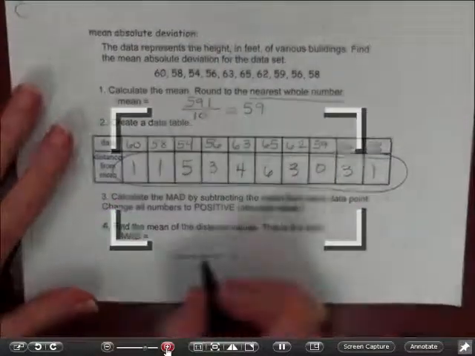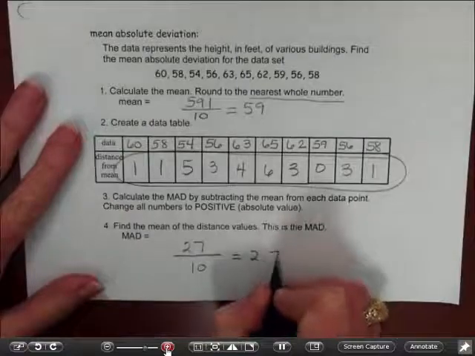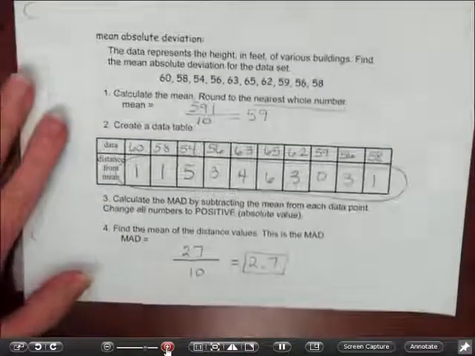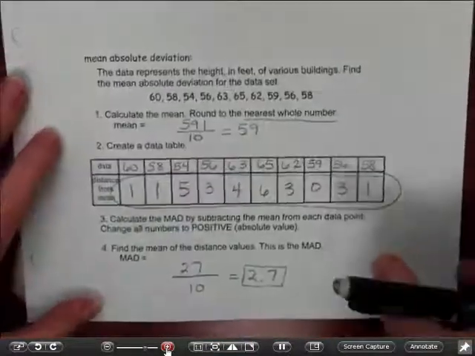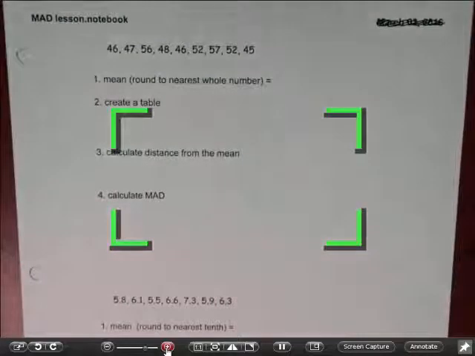What's your total? Oh, 27. Okay, so when we divide, 2.7 is the mean absolute deviation. That's it. Okay, so let's do another one. Now, this time, I left off a bunch of steps. Okay, so we're going to do it one by one.